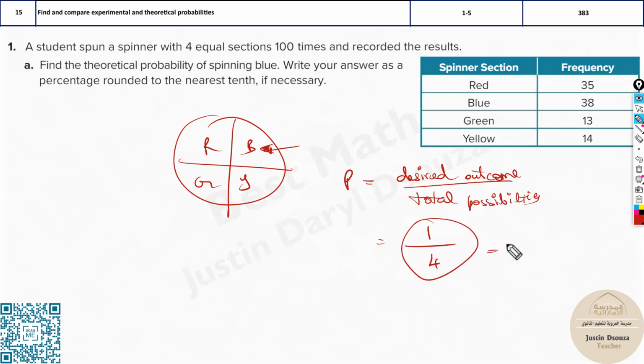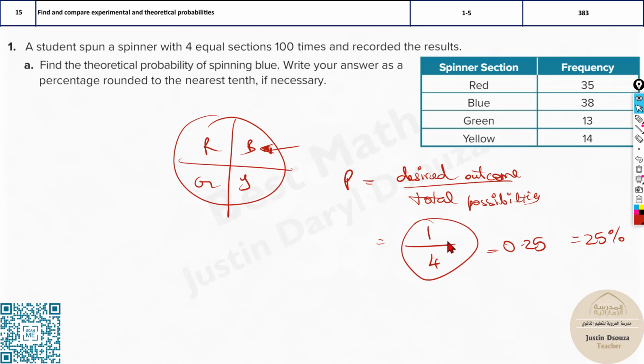1 by 4 is 0.25, or 25%. If you multiply this by 100, you'll get 25%. So that is the theoretical. In theory, because there are 4 equal sections, you have a 25% chance of getting blue. Now, what's the theoretical probability of getting a head on a coin? It's 50% because there are only two possibilities. 1 by 2 is 0.5 or 50%.